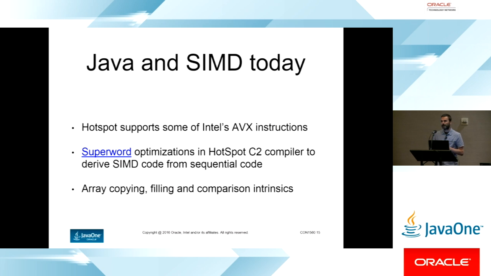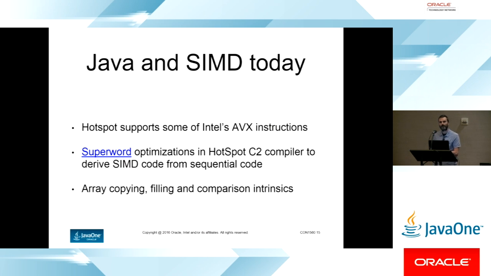There are superword optimizations in the HotSpot C2 compiler, and they will derive SIMD code from sequential code, like a normal for loop. And these can work quite well in some cases. And then we have specific intrinsics for array copying, filling, and comparison. We've been working with Intel on leveraging AVX instructions for these types of things. The latest one we added was a lexicographical array comparison, and we intrinsify the array comparison.